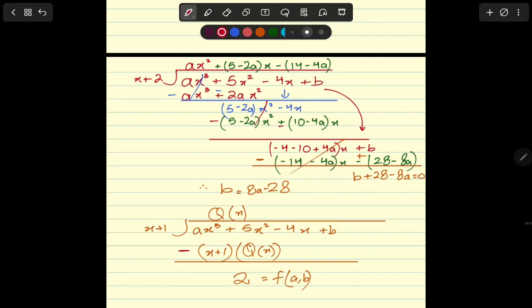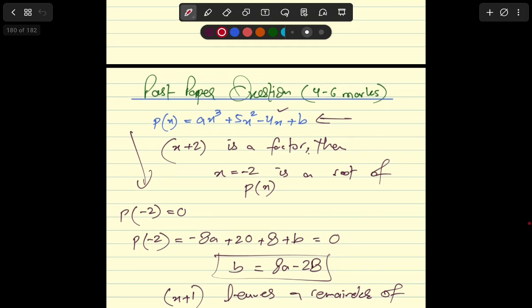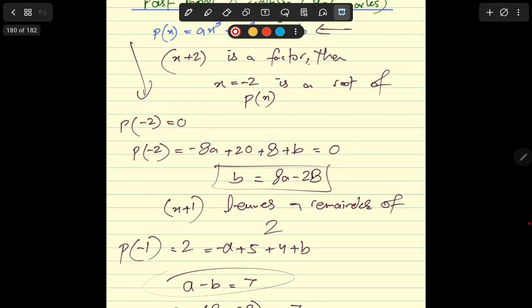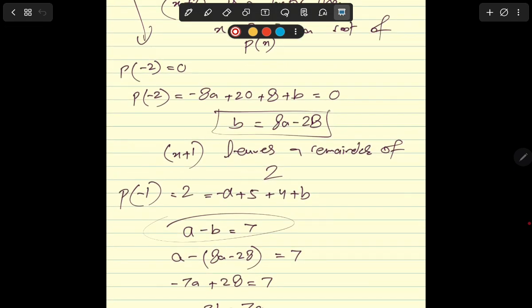In part 1 of this video, towards the last element, we were given that p of this cubic polynomial had a perfect factor x plus 2, which meant that when x equals 2, put into the polynomial, it was producing a remainder of 0. So that gave us one equation. And then they also told us that x plus 1 leaves a remainder of 2. So when we put negative 1 as an input in the cubic polynomial, it produced a remainder of 2, which gave us our second equation.